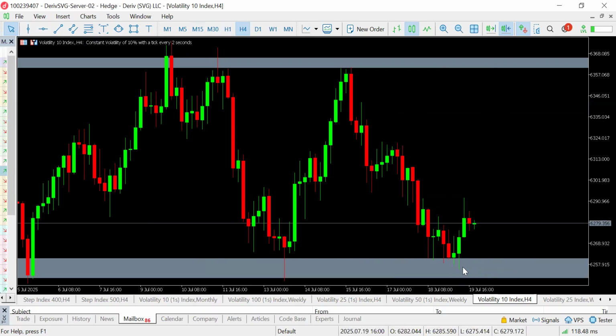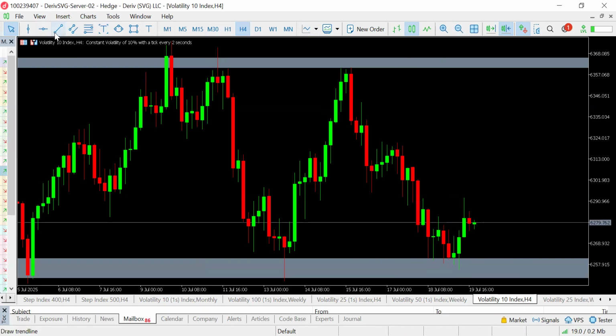Now, for us to start buying this market, because we say that for a ranging market we buy at the support and sell at the resistance, we have to be very sure that sellers have been exhausted, that the activities of sellers have been completely exhausted. So how do we do that?